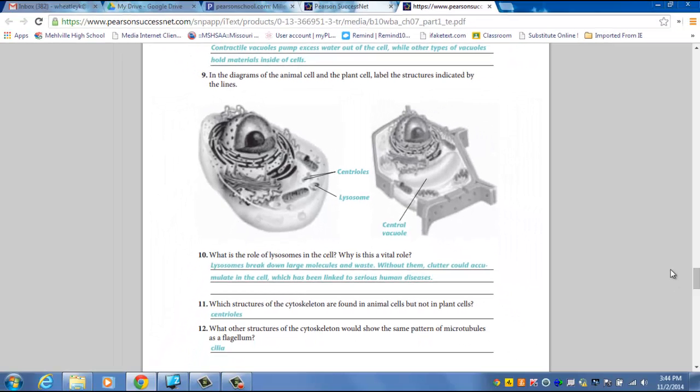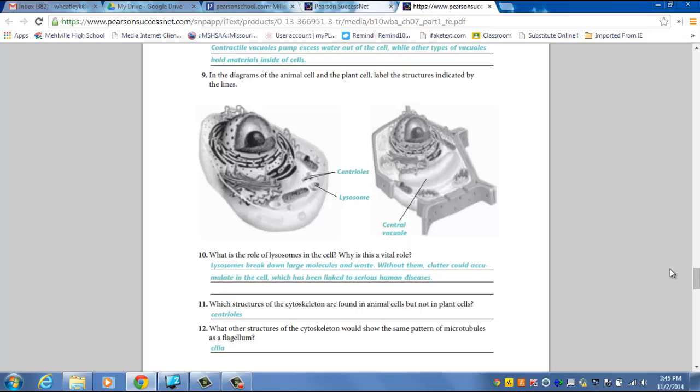The role of lysosomes, we already talked about. They're going to break down the molecules in waste. They have enzymes inside that break down things. Without them, obviously waste would build up in the cell and it would cause cell death. Structures of the cytoskeleton are in animal cells but not plant cells. Those are the centrioles. Again, I said it's going to be used in replication.